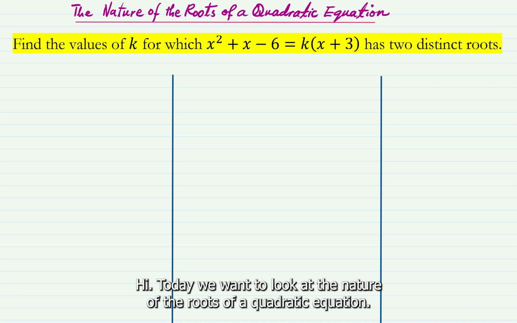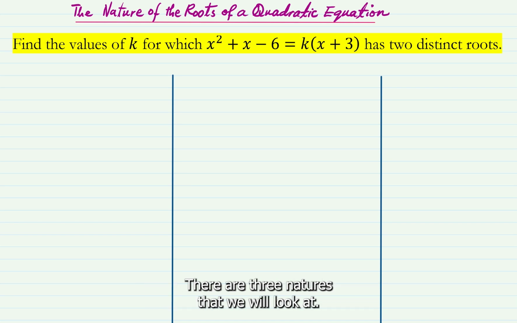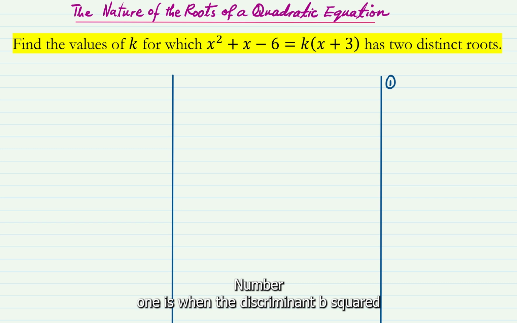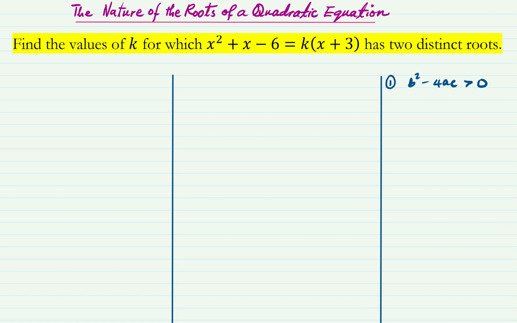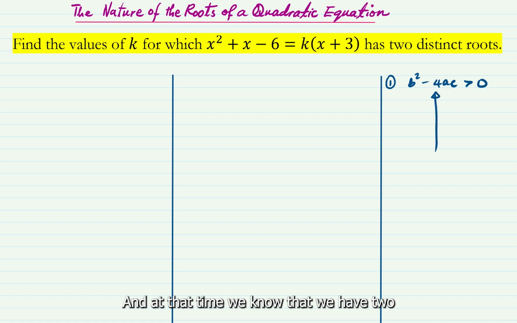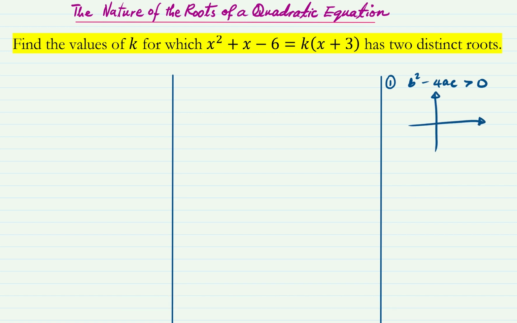Hi, today we want to look at the nature of the roots of a quadratic equation. There are three natures that we will look at. Number one is when the discriminant b squared minus 4ac is greater than 0. At that time, we know that we have two real and distinct roots.